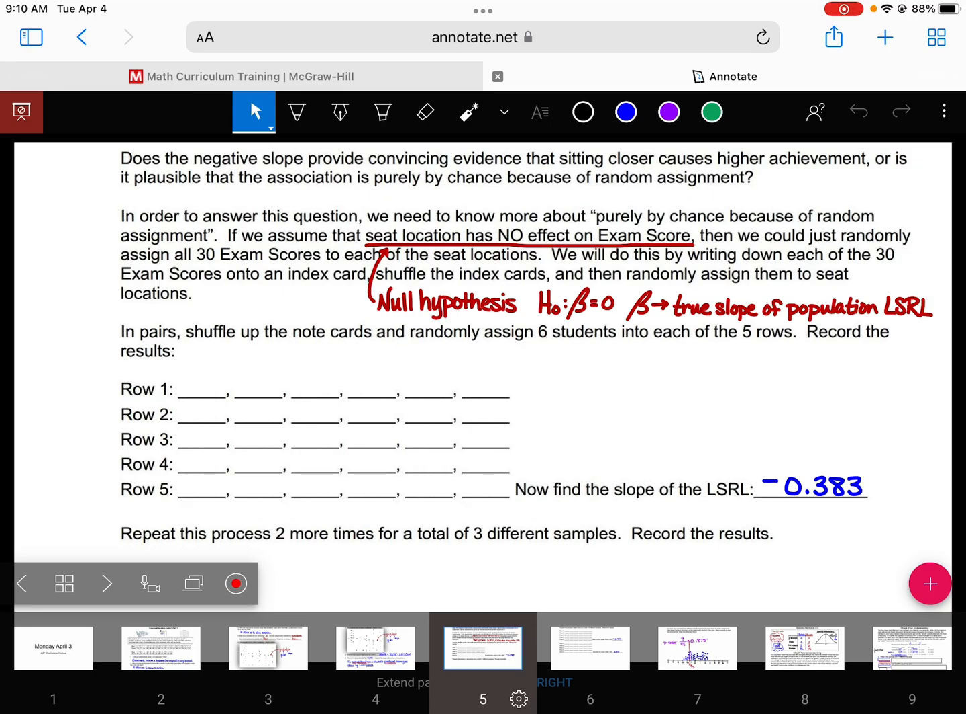Something I want to explain quickly before we move on: I wrote out the null hypothesis like this. Null hypothesis is that beta is greater than 0. Beta, remember we had b for our slope. Beta would be the true slope of the population least squares regression line. B is our observed slope, but beta would be the true slope.